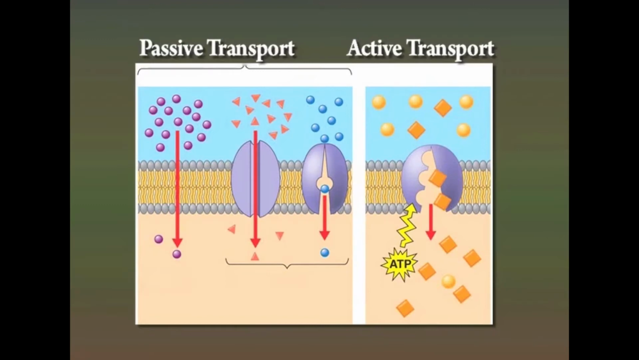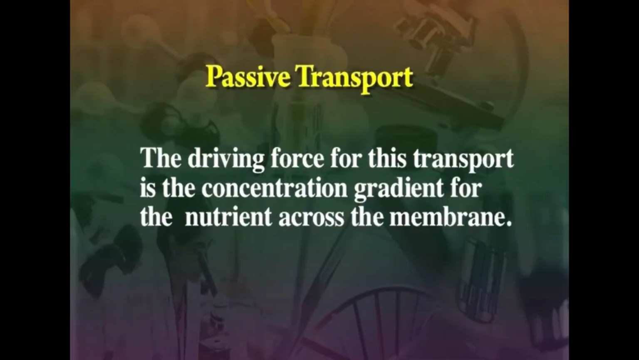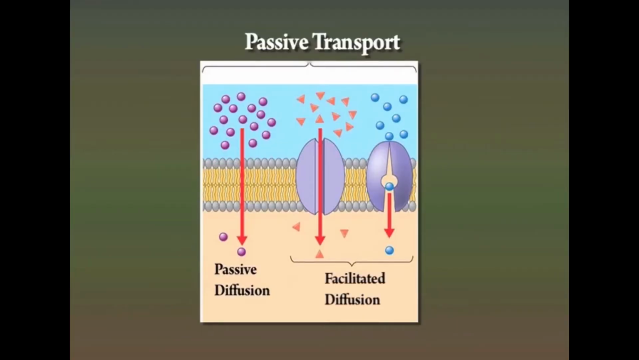Next, we will discuss the classification of transport mechanisms and diffusion. There are two types of transport mechanisms: one is passive transport, the other is active transport. In passive transport, the driving force is the concentration gradient for the nutrient across the membrane. Passive transport can further be divided into passive diffusion and facilitated diffusion.